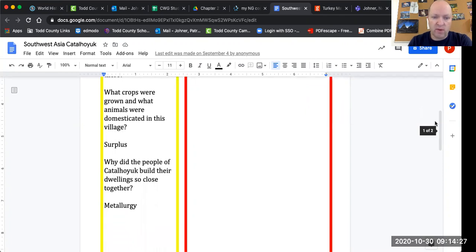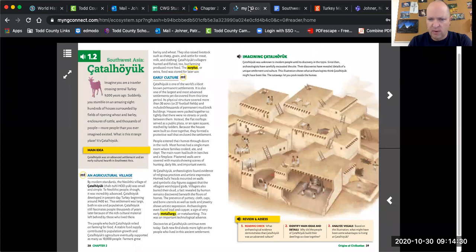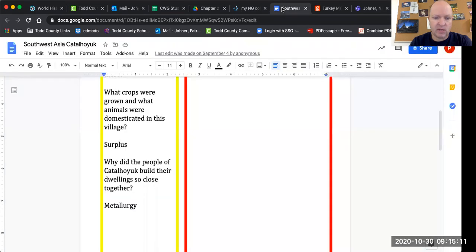Why did the people of Catalhoyuk build their dwellings so close? And if you look on page 39 here, this is what archaeologists believed that the village looked like at one time. Okay. Pretty interesting if you look at it. Lots of ladders and stuff. So that tells you there's only one way in and one way out. Okay. If you look, these little dwellings had holes on top. And at night, what they would do is they'd take the ladder down or inside their dwelling and close it up. So there's an advantage to that. You're going to have to find out what that advantage is.